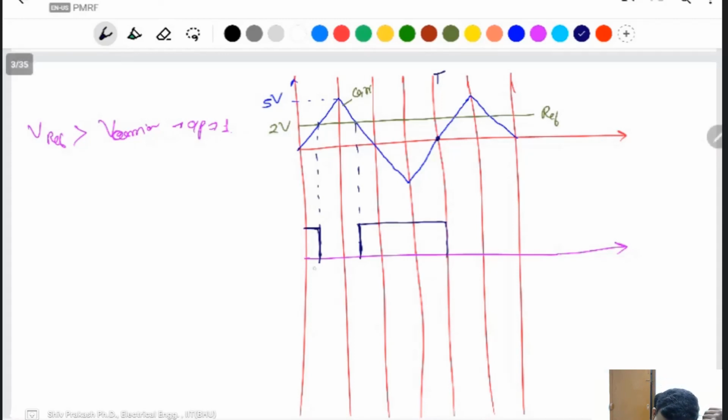Take this one as T1, this one as T2, and the remaining time as T3. This one is T2 and T1. What is the ratio? D is equal to T on divided by the total time period Ts. Then T on means this T1 and this T3.